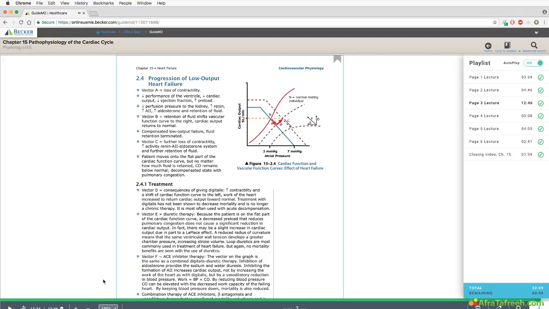At the bottom of the page, the text on this page just refers to the material I covered on the previous page in that figure, just in a little bit more detail.